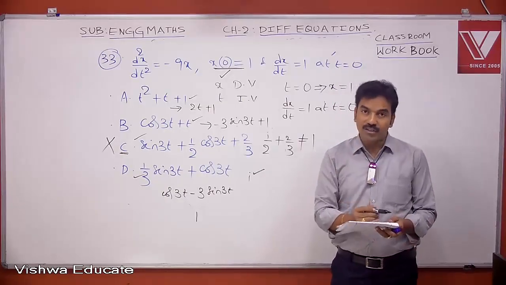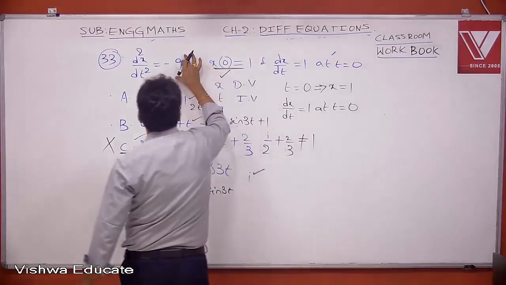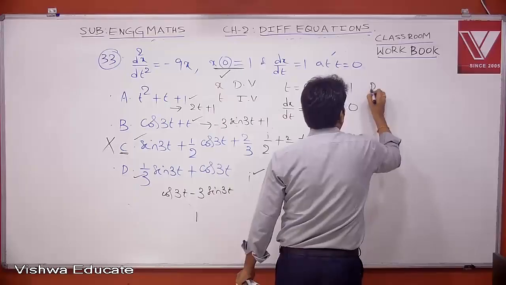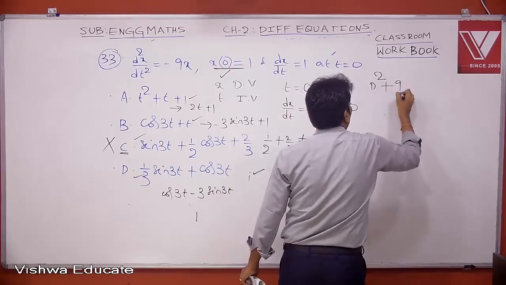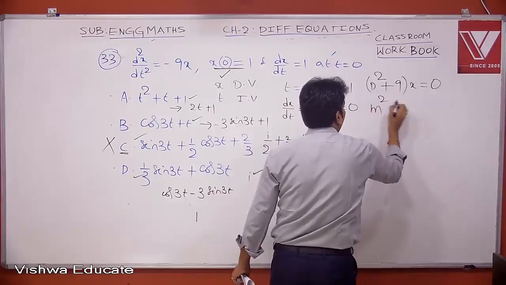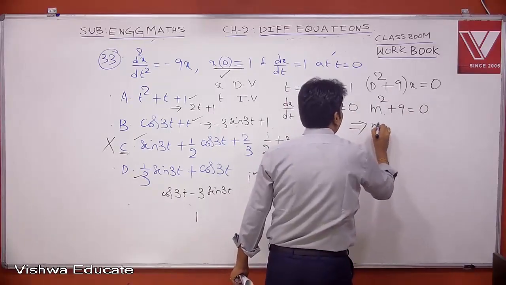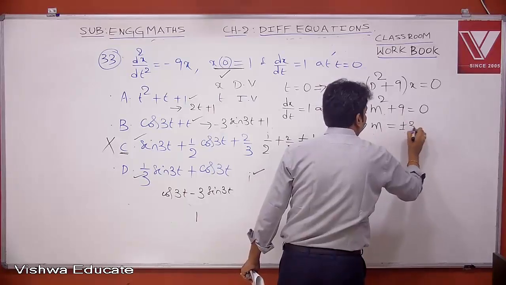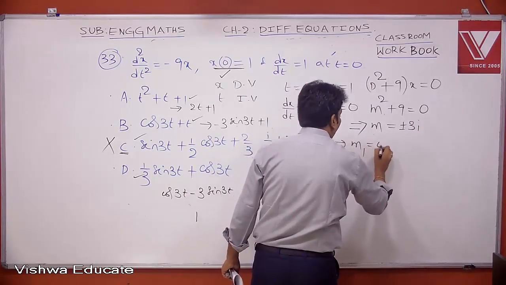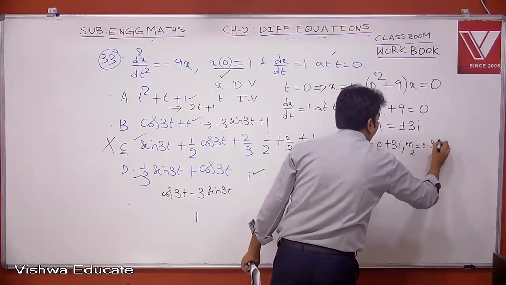Now let us try to solve this equation the original way. Now this is d square x by dt square equal to minus 9x. So therefore this is (d square plus 9) of x equal to 0. So what is my auxiliary equation? m square plus 9 is 0. So what are the roots? So the roots are plus or minus 3i. That means one root is m1 equal to 0 plus 3i. Another root is m2 equal to 0 minus 3i.